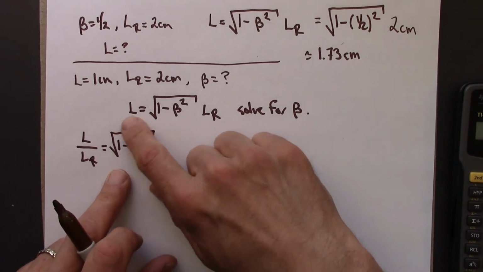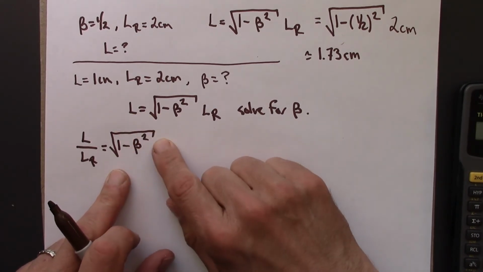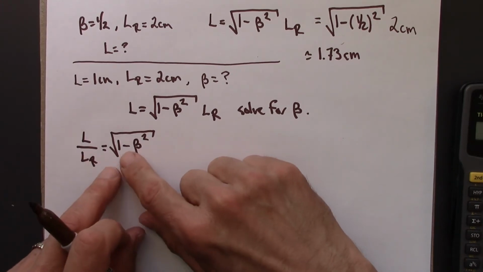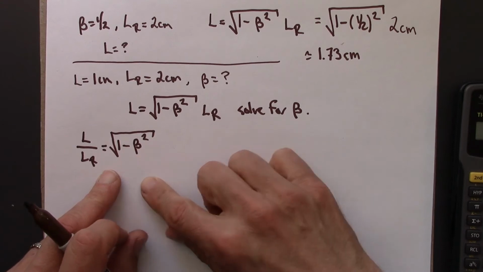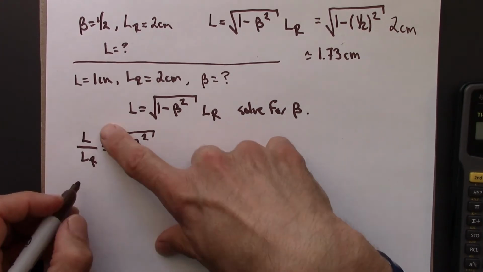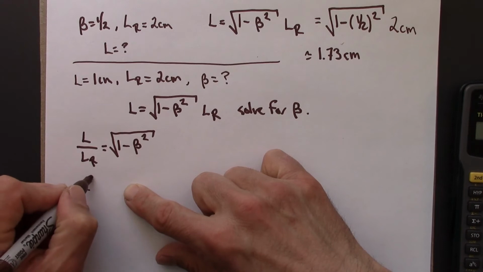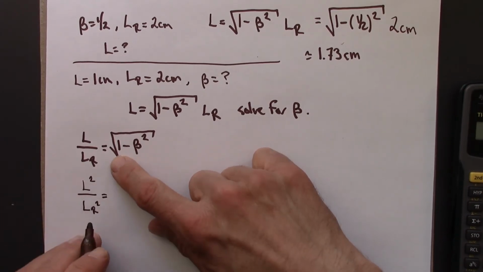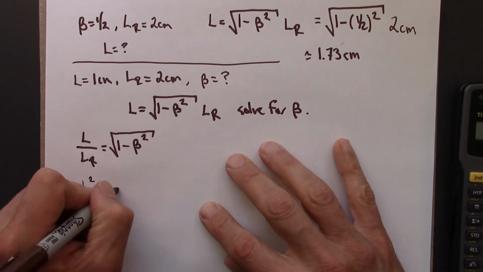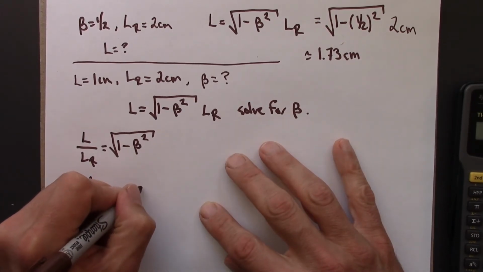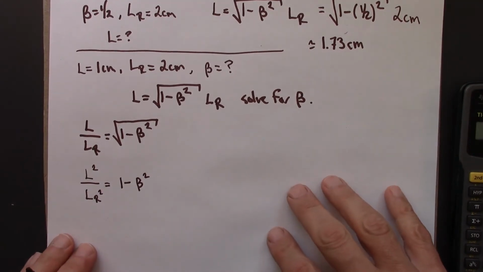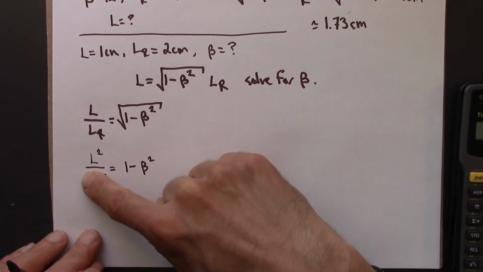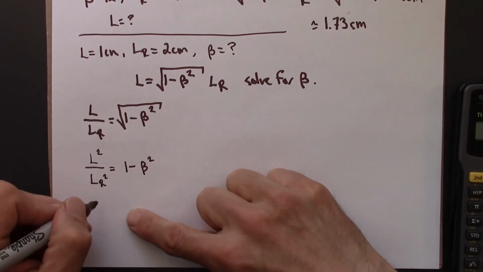What I can do to get rid of the square root sign is to take the square of both sides. If I do that, square and square root undo each other. So squaring both sides, I have to square everything on the left, and on the right, squared and square root undo each other, leaving 1 minus beta squared. All right, so I want to get beta by itself. Let's move that 1 to the left by subtracting 1 from both sides.